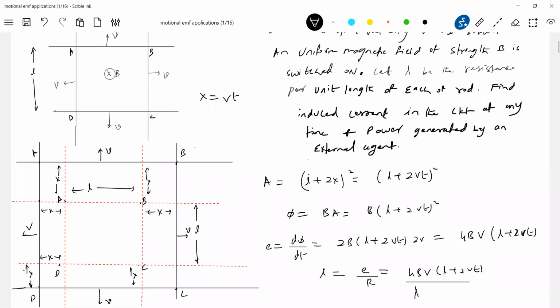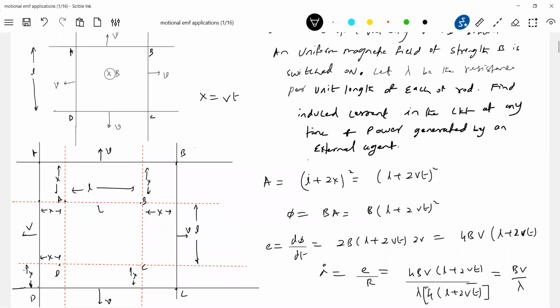Lambda into the perimeter, 4 times, okay, lambda into 4 times of, what is the perimeter of this, will be L plus 2Vt is the side length and 4 times of that. So again, if you differentiate, it will become BV by lambda. A constant current I in fact flows. Already in the previous class I discussed a similar idea. So from where has this L plus 2Vt come?